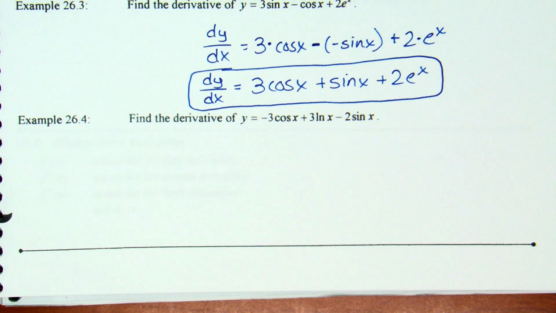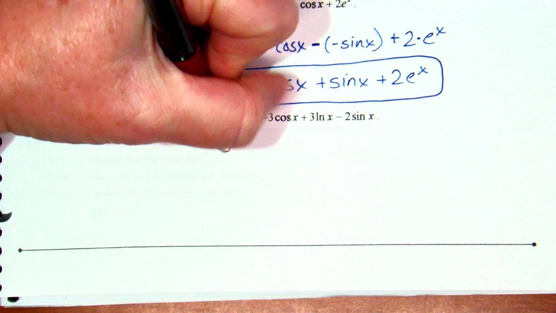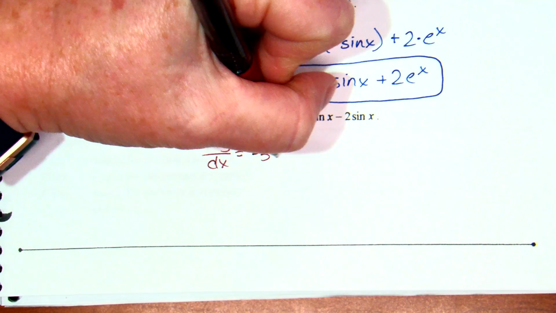Example 4. Derivative of y equals negative 3 cosine x plus 3 natural log x minus 2 sine x. So again, dy dx equals. Okay, the negative 3, I'm going to keep negative 3. What's the derivative of cosine x? Negative sine x. And I'll clean that up in my next step.